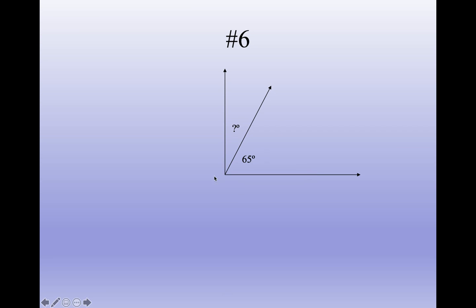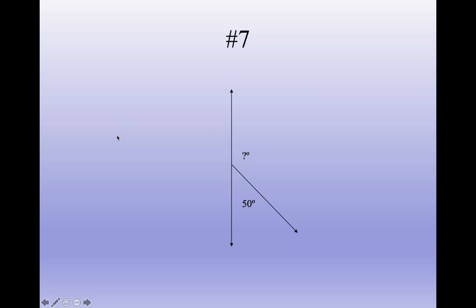All right, here I see I have corner angles. I know that's 90 degrees. I know one of my angles is 65. I'm going to take and do 90 minus 65, which is going to give me my missing angle of 25 degrees.